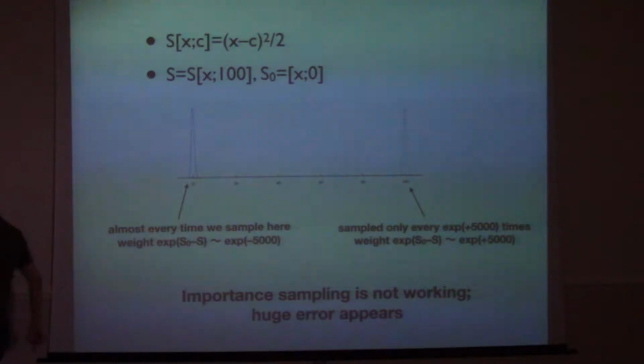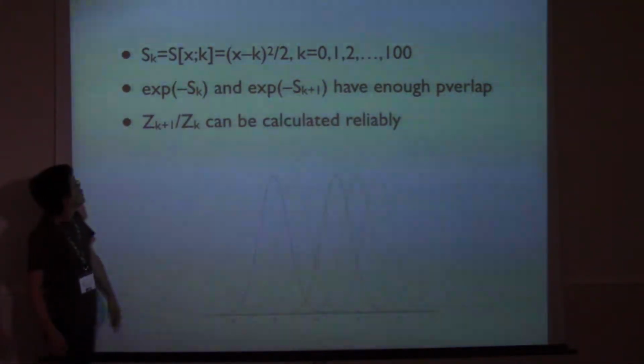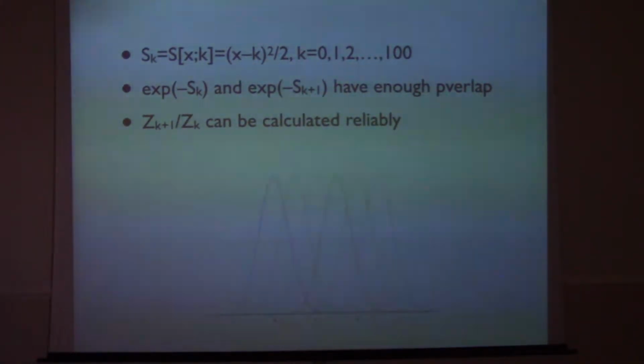Clearly, importance sampling is not really working here. However, if we define Sk to be x minus k squared over 2, then exponential minus Sk and exponential minus Sk plus 1 have a big enough overlap. So we can calculate this ratio, and then just take products. This way, we can estimate any complicated integral just by using Monte Carlo.